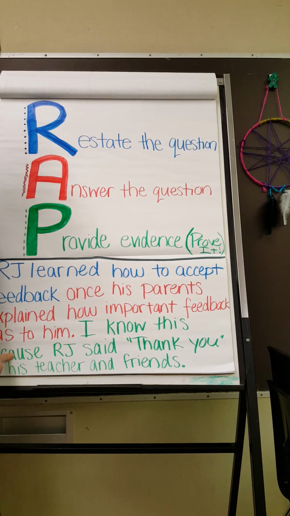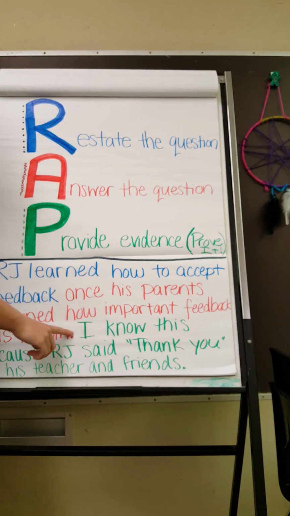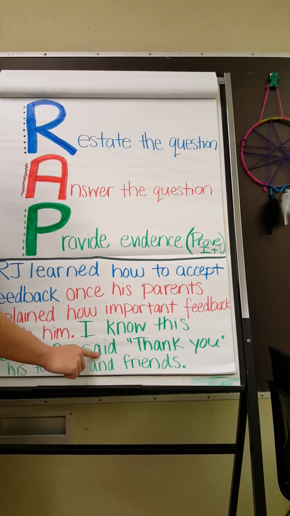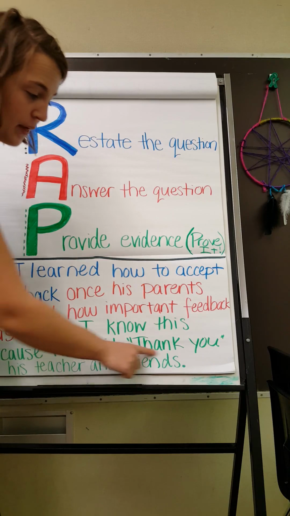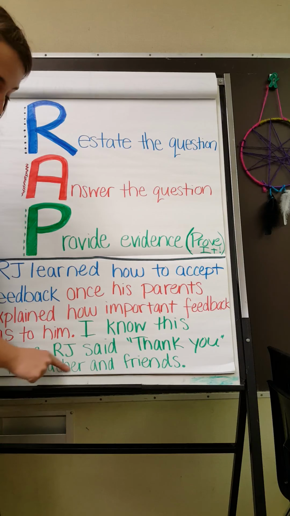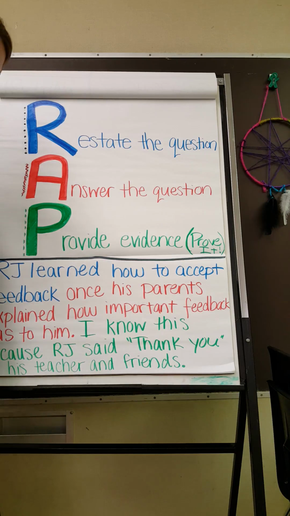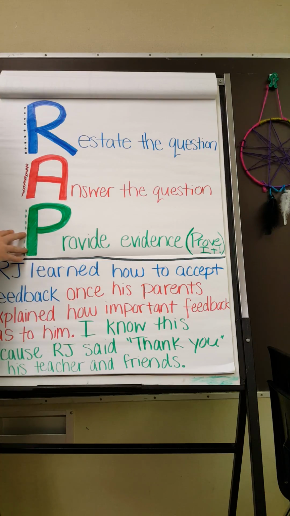the evidence to prove this is, or the way that I know this, some way to say that you are providing your evidence here. But I said, I know this because RJ said, and I put it in quotations because he actually said it, thank you to his teacher and his friends. Remember at the end of the book, he said thank you to his friend, even though she didn't give feedback in the best way. So altogether, I've answered my question using RAP method.